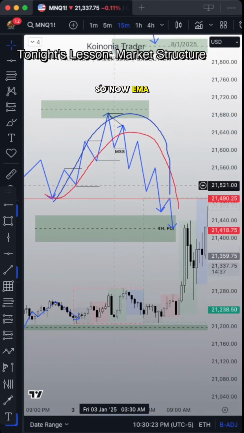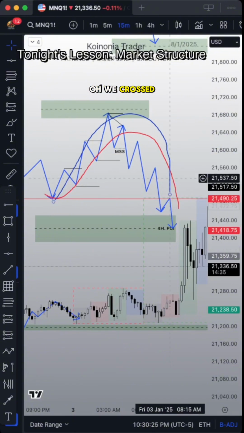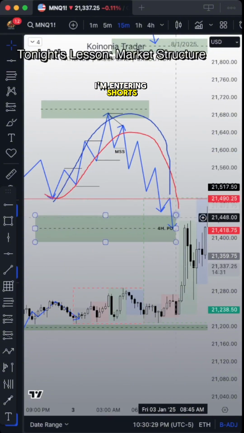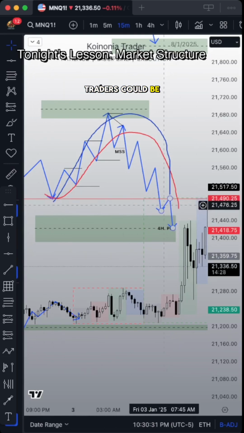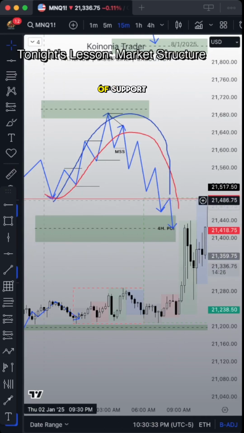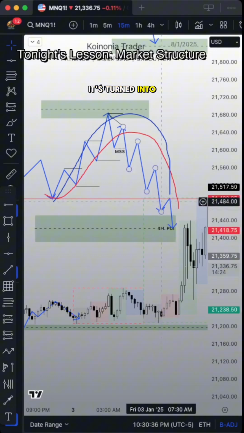So now EMA traders are going to say, oh, we crossed, level of support broken, and then boom, it's a retest, I'm entering shorts. Or support and resistance traders could say, oh yeah, this is a level of support, it broke, now it's turned into resistance.